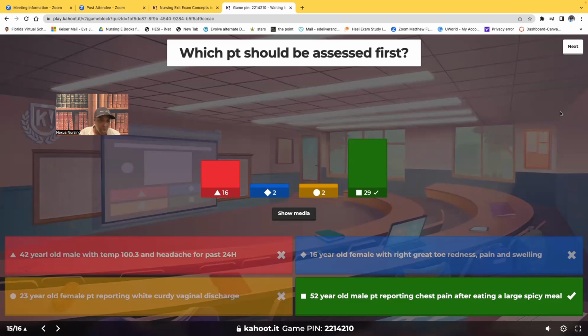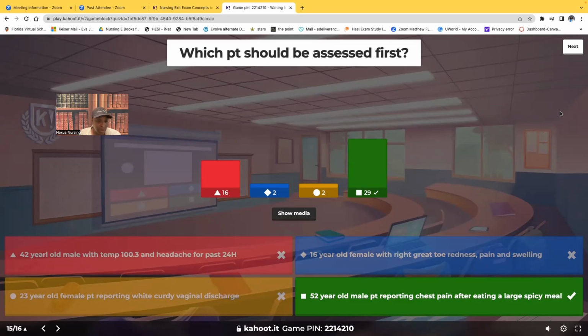16 of you guys chose the 42-year-old with a low-grade temp and a headache for past 24 hours. Yeah, that patient should be assessed, but they will not trump that patient that may possibly be having a heart attack, and we're not going to know until they're assessed. 16-year-old female with right great toe redness, pain, swelling. Okay, maybe she's got gout. We don't know, but again, that's not as deadly as a possible heart attack.